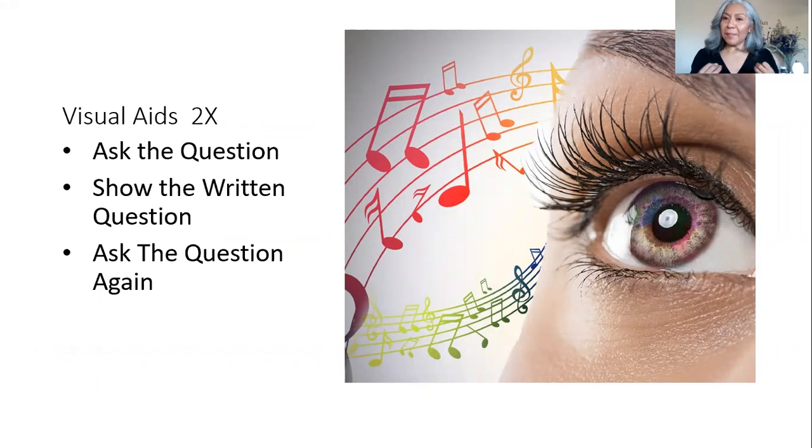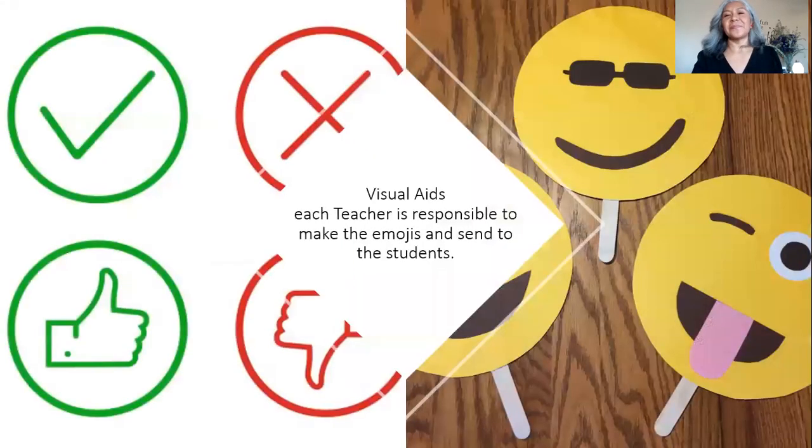And so now you can ask them the question, show them the question on your screen, and ask the question again. Like we said, communication has evolved to a 2.0. It's not just enough to ask the question. Now you have to ask it, they have to see it, they have to hear it, they have to see it again. And so one way to communicate with our students is through the use of emojis, right?